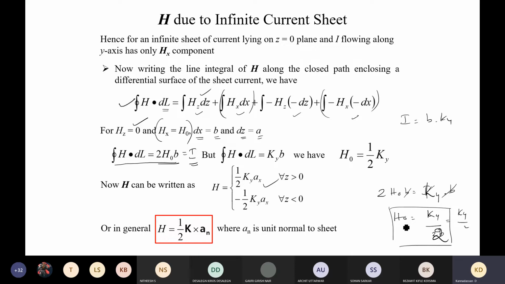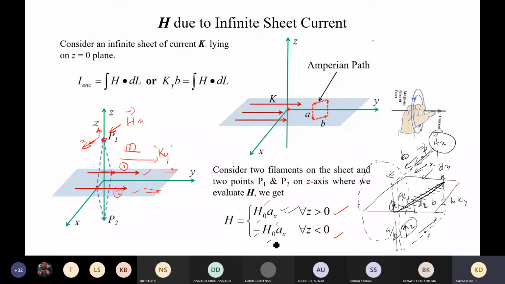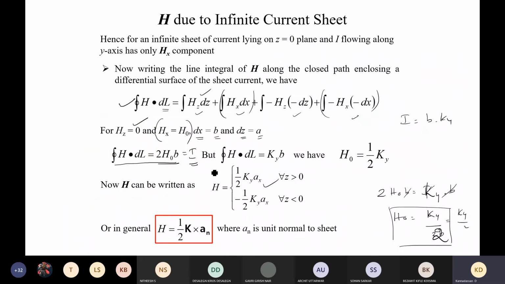Now we are going to substitute this H naught here in this 2 point. If you substitute, this is the answer. So there are 2 possible magnetic fields for an infinite sheet. One is up and down, and at any particular height, you will get that. So if you take a sheet, then at any particular point, at any height, the magnetic field will be the same strength. So that is the interesting point.